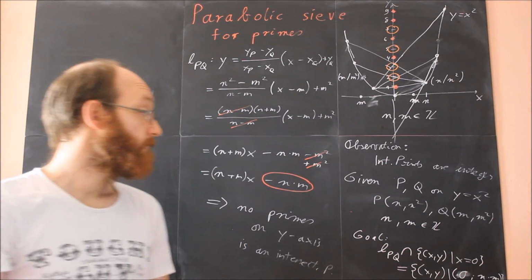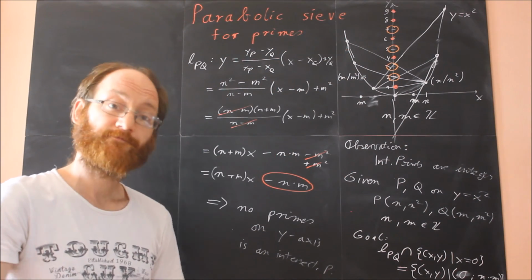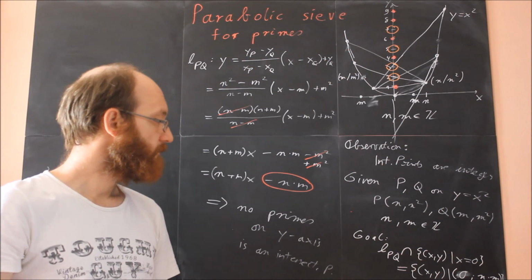And therefore we have like a parabolic sieve for prime numbers. Isn't that beautiful?